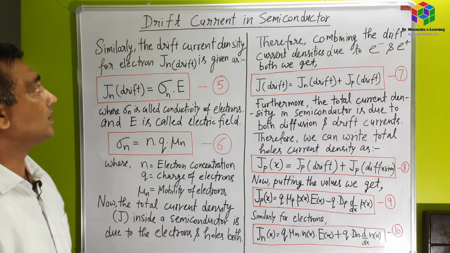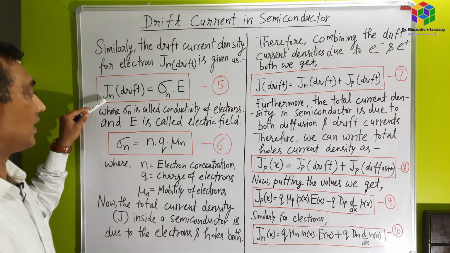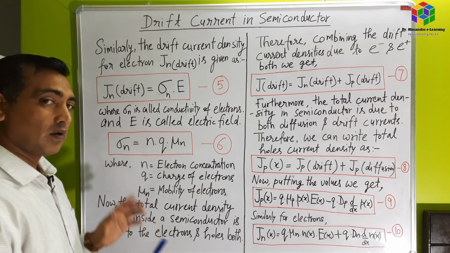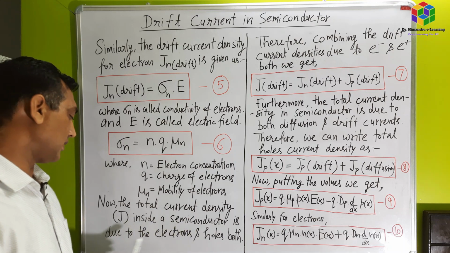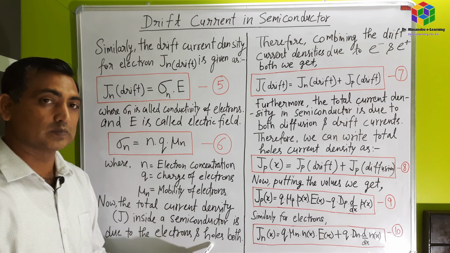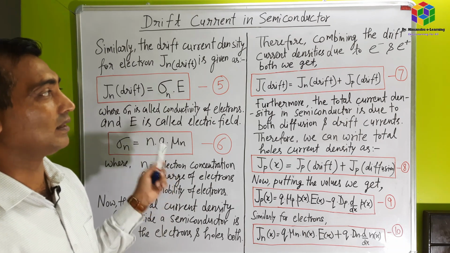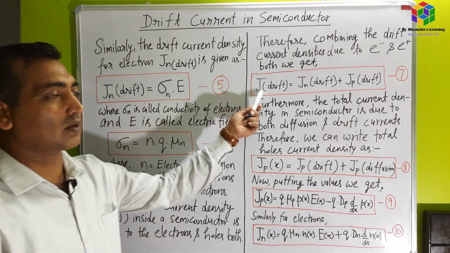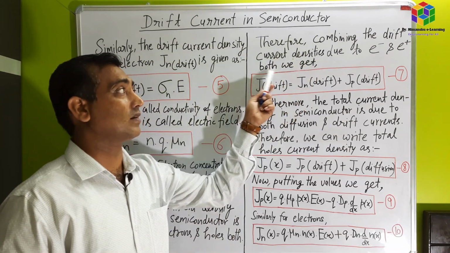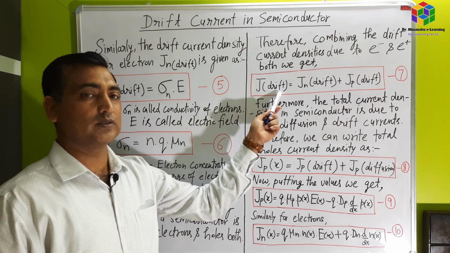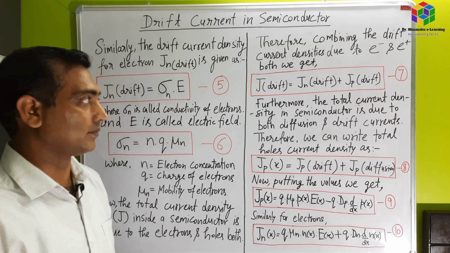Now as we have seen till now, the drift current density of electrons as well as holes, now we can combine them. The total current density J inside a semiconductor is due to the electrons and holes both. Therefore, we can use the equations of electron and hole current density and combine them to get the total current density. Combining the drift current densities due to electrons and holes both, we get J drift is equal to Jn drift plus Jp drift. That is our equation number 7.